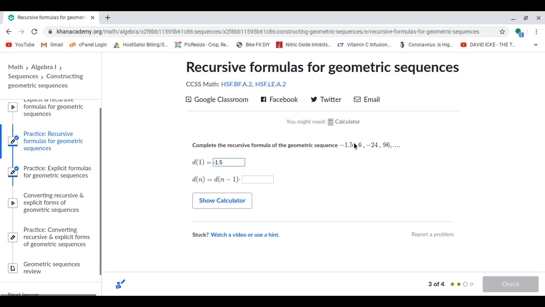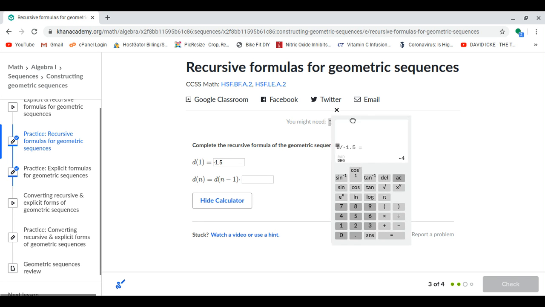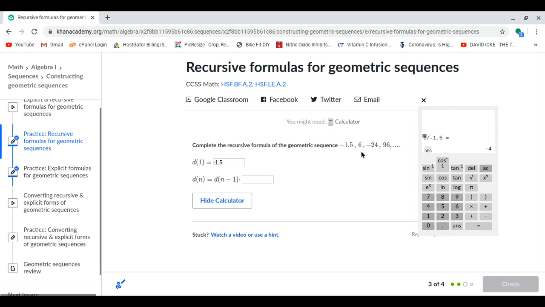To figure out what I need to multiply negative 1.5 by to get 6, I'm going to divide 6 by negative 1.5. I'm going to do it with this handy calculator. So I do 6 divided by negative 1.5. And I'm going to get negative 4. So each time I'm multiplying the previous number by negative 4 to get the next one. We can confirm, if we look, 6 times negative 4 is negative 24. Negative 24 times negative 4 is positive 96. So we're going to put negative 4 in here. We're going to check it. Great. We're almost there. One more.